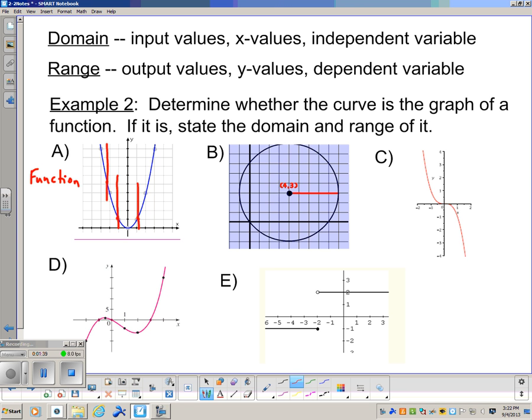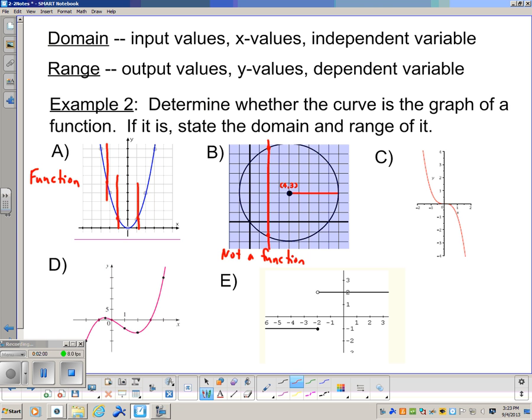And so we can keep going through it. I'm going to go through and see if there are functions here first. If I take a vertical line in part B and draw it, notice it goes through 2 points. So since it does, it's not a function.